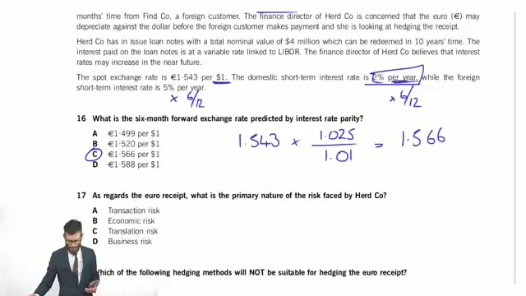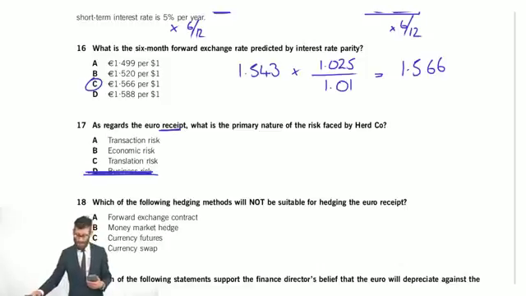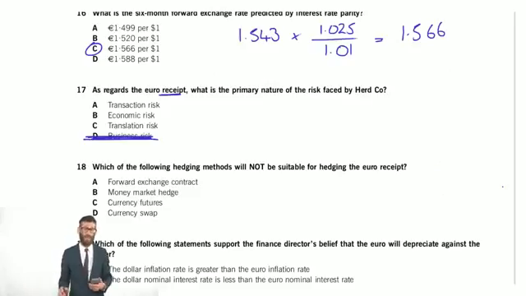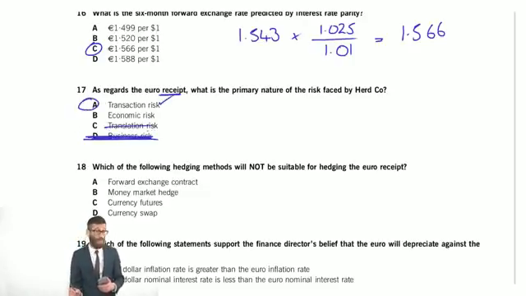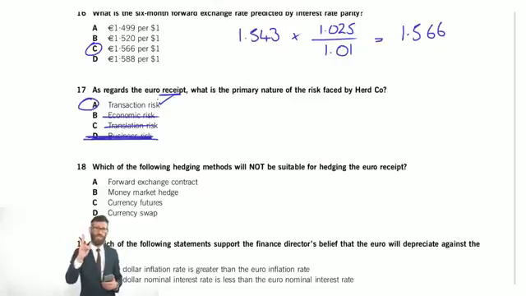As regards to the euro receipt, what is the primary nature of the risk faced by Herd? Well, we are expecting money. It's not business risk, that's for sure. There are only 3 risks in foreign exchange: transaction, economic, translation. But look up here. They are going to get 1.5 million euros in 6 months. That's a transaction, because we're worried about the exchange rate changing. So you should be able to get that one correct. It's certainly not an accounting risk. It's not about consolidated accounts. And it's not economic, because it's a single transaction, not a series of transactions.